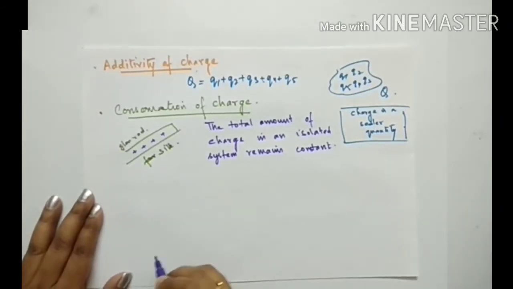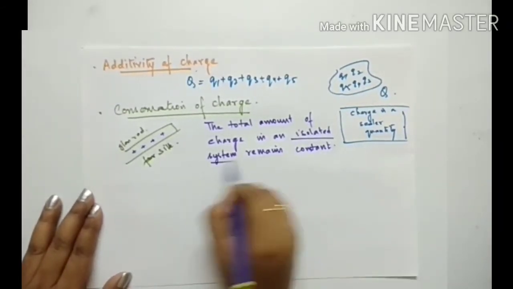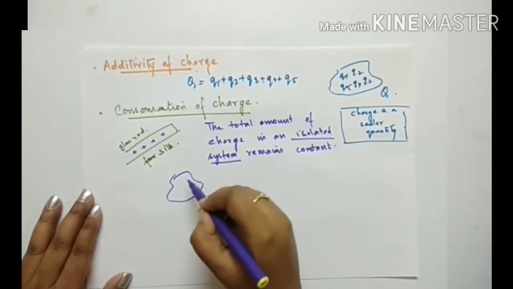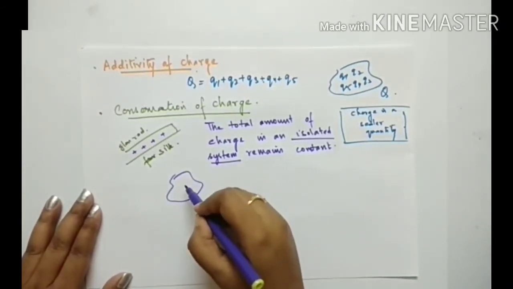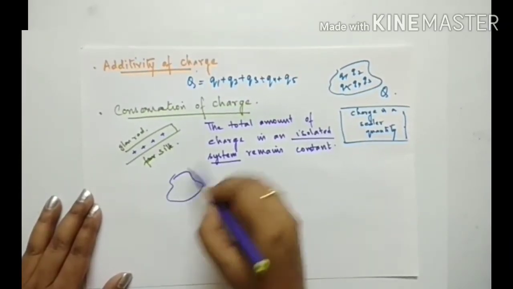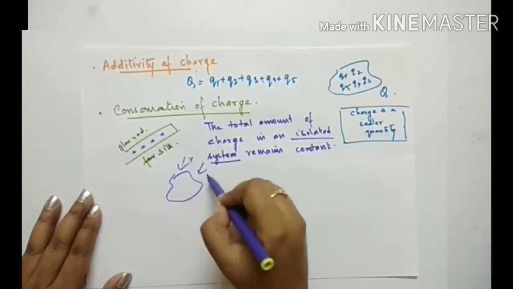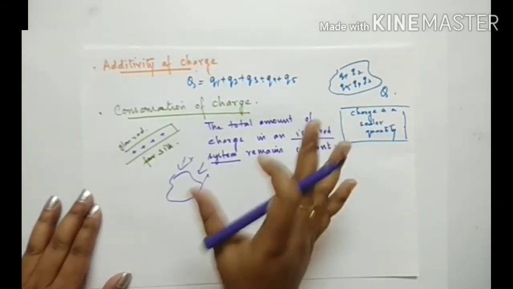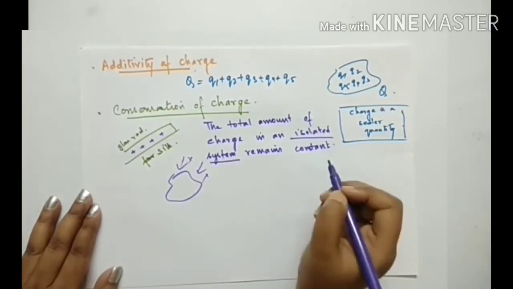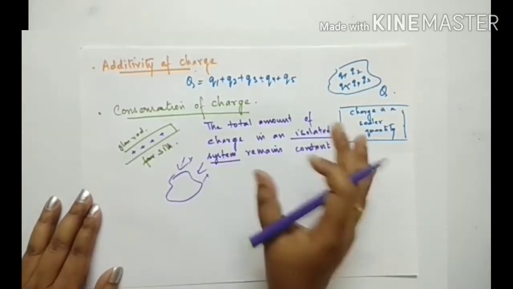So what does it mean? And what is the meaning of an isolated system? An isolated system is a system which is not under the effect of any force. So if a body is not acted upon by a force, then the charge will remain conserved.